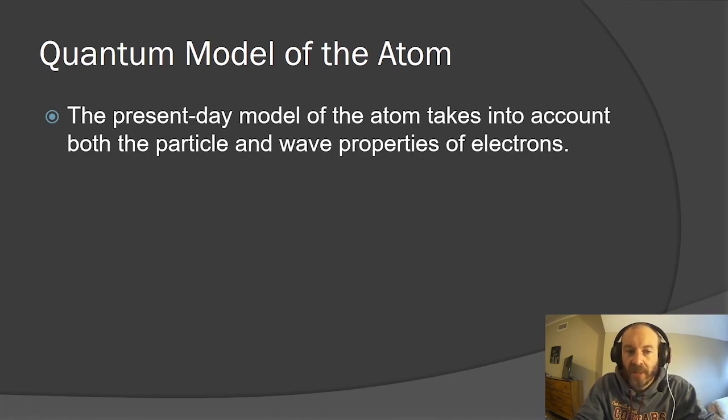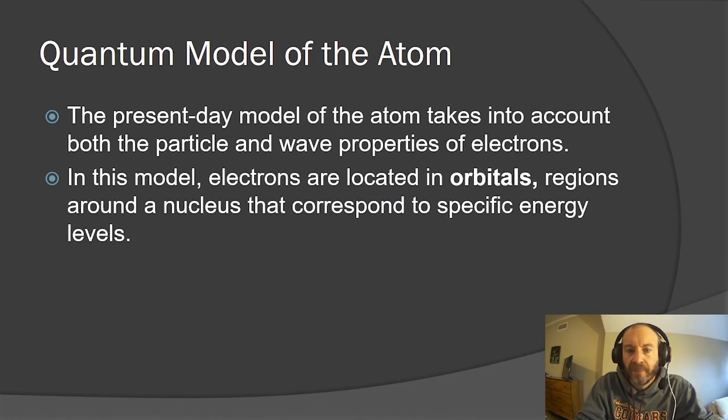The present-day model of the atom takes into account that the electron not only acts like a particle rotating around the nucleus, but is also a wave. Imagine if you threw a baseball and it traveled in a straight line, but the baseball was also doing this wave motion as it traveled. That makes it very hard to calculate where the baseball will be. And you're throwing at the speed of light, so it's a pretty good throw.